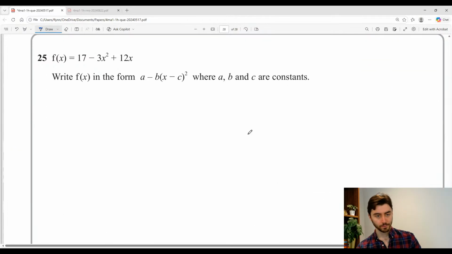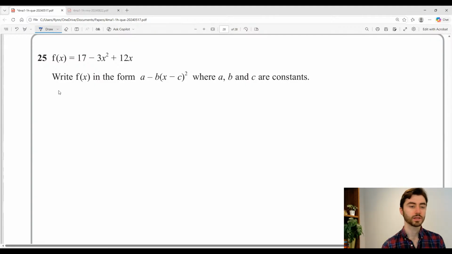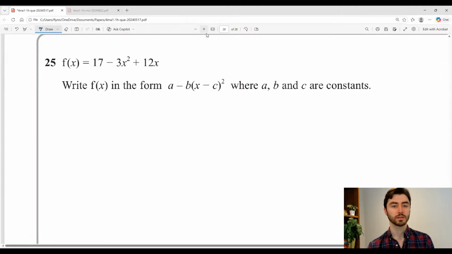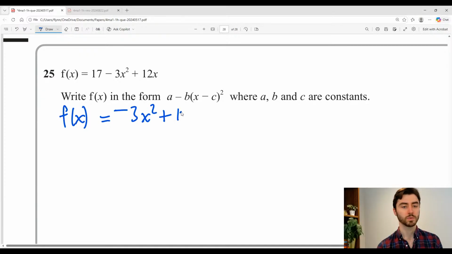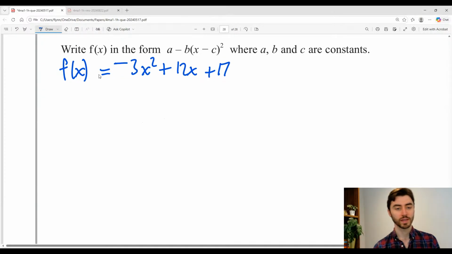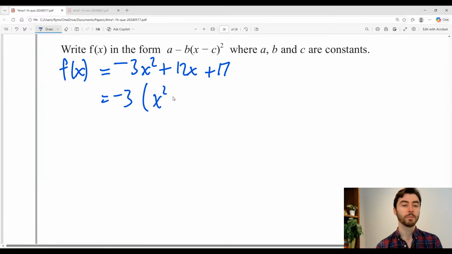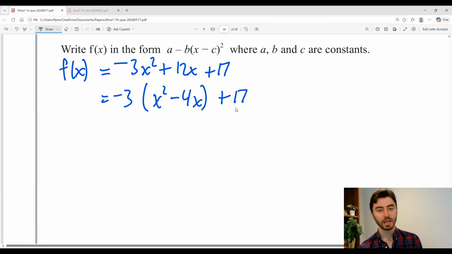And then finally, complete the square on this. First thing I'm going to do is say f of x, I'm going to rewrite it as minus 3x squared plus 12x plus 17. First thing to do when there's a number in front of the x squared is to factorize that out. So that's minus 3 into x squared minus 4x plus the 17. If I divide the plus 12 by minus 3, I'm left with minus 4 in the bracket.